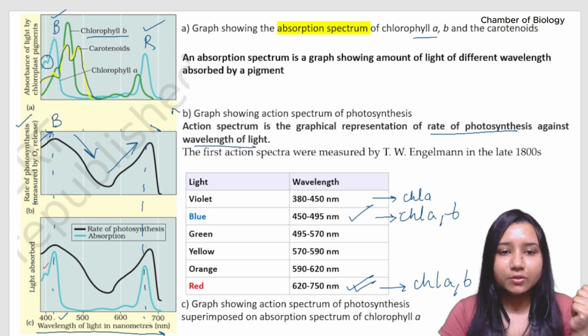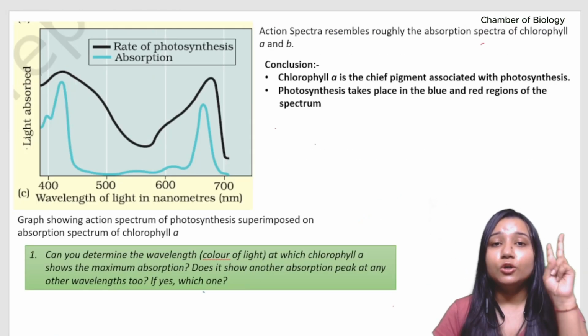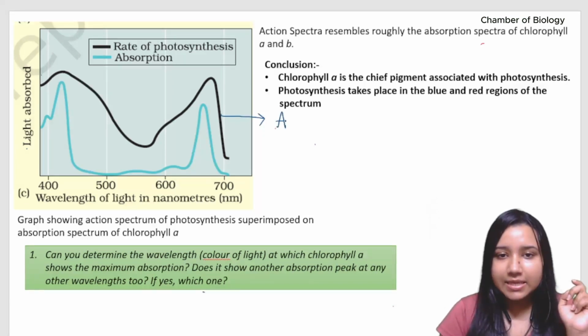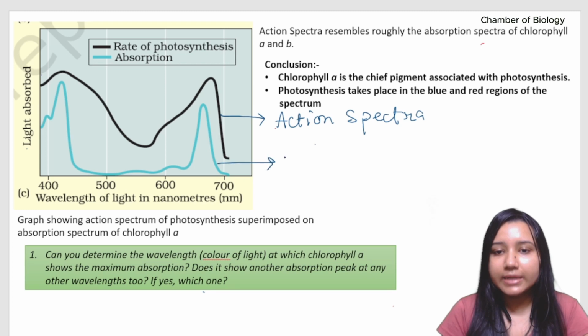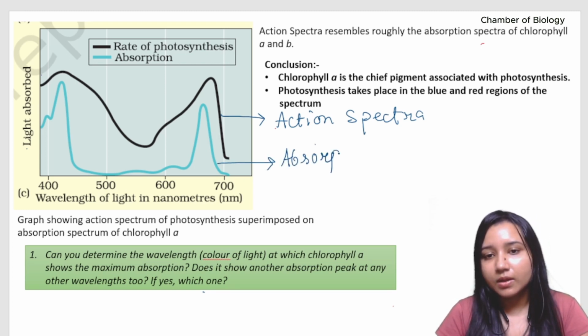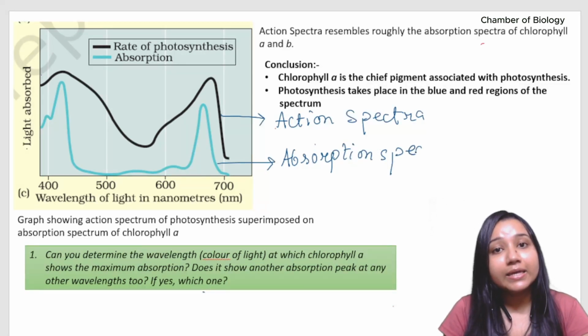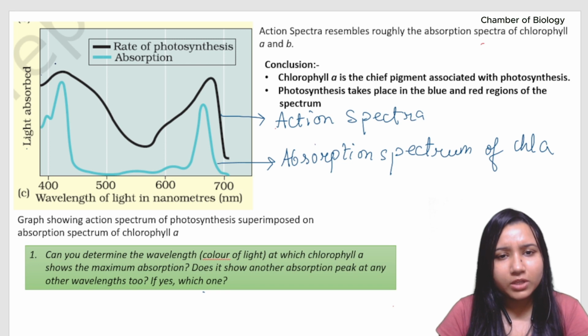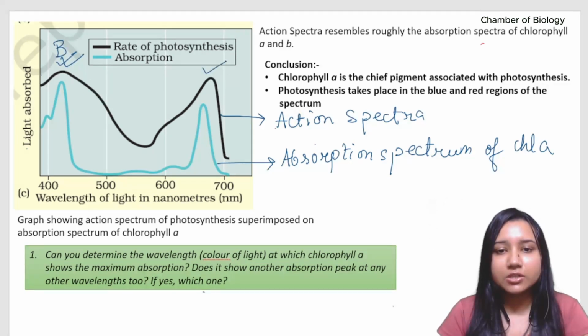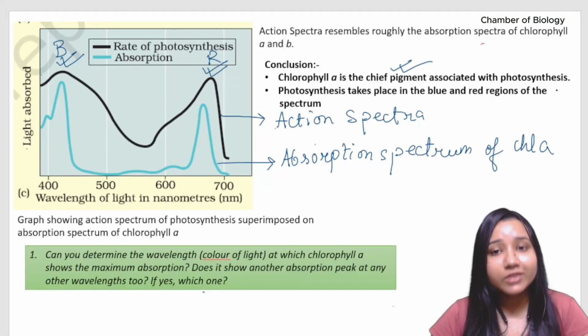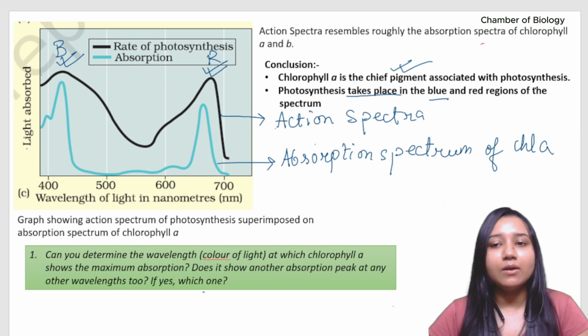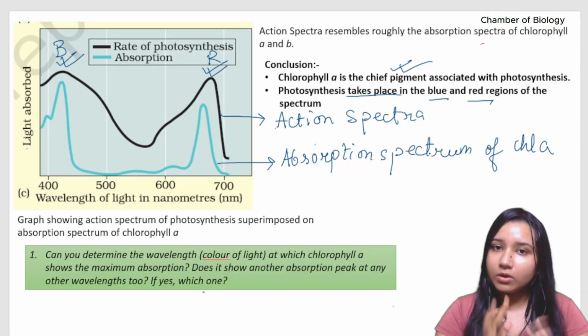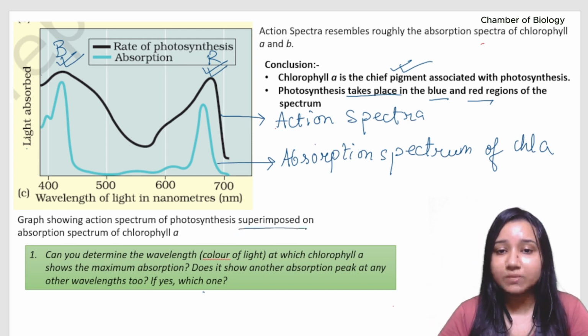So what can we conclude from this, students? If we superimpose the two graphs, the black one is the action spectrum graph, the action spectra of what? Of photosynthesis. And this blue one is the absorption spectrum, the absorption spectra of which pigment? It is the absorption spectrum of chlorophyll A. Okay. Now, if you all see, both are showing a peak at around the blue light area, and we can see they are also showing a peak at red light. So as a conclusion, we can conclude that chlorophyll A is the chief pigment associated with photosynthesis, and photosynthesis takes place in the blue light and also in the red region. Okay, so I hope you can all notice that I won't say it is fully superimposing, but if we superimpose, we can get this idea.